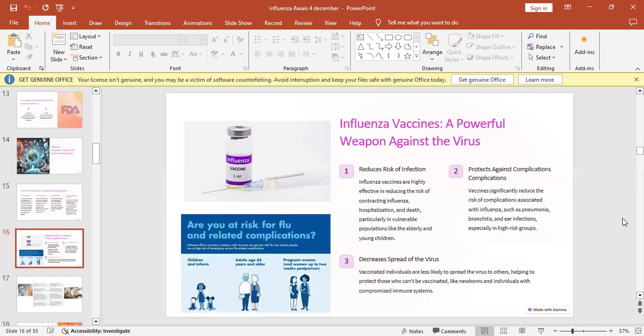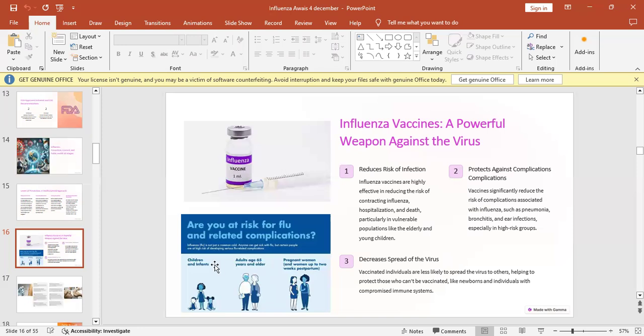Now, the influenza vaccines. That is a powerful weapon against the virus. The vaccines reduce the risk of infection. Influenza vaccines are highly effective in reducing the risk of contracting influenza, hospitalization, and death, particularly in vulnerable populations like the elderly and young children. They protect against complications. Vaccines significantly reduce the risk of complications associated with influenza, that are pneumonia, bronchitis, and ear infections in high-risk groups. And they decrease the spread of the virus. Vaccinated individuals are less likely to spread the virus to others, helping to protect those who cannot be vaccinated, like newborns and individuals with compromised immune systems.